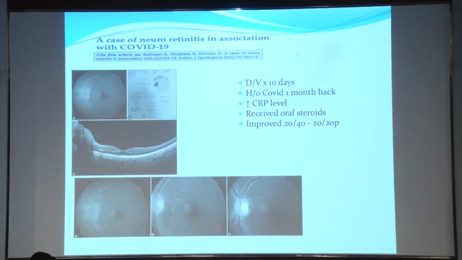So we recently reported another case of neuroretinitis in association with COVID, where a lady presented with diminution of vision for 10 days and a history of COVID 1 month back. There was no other finding except for disc edema and a macular star. On investigation, the only finding was raised CRP levels. We gave her steroids and she recovered over a period of time.